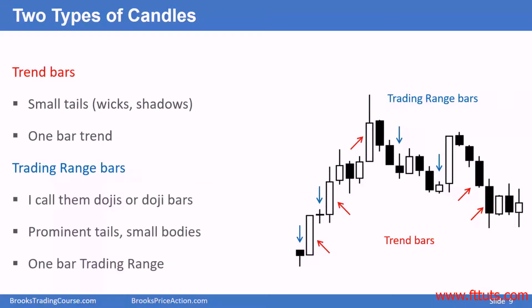And I refer to trading range bars as dojis. Trading range bars in general have smaller bodies and more prominent tails. I view them as a 1-bar trading range, and on some smaller time frame chart, they are 1-bar trading ranges. A bull trend bar is a 1-bar bull trend, and on a smaller time frame chart, it's a pretty strong bull trend. And a trading range bar, or a doji, is a trading range on a smaller time frame chart.